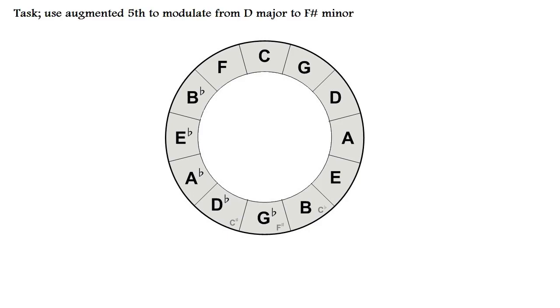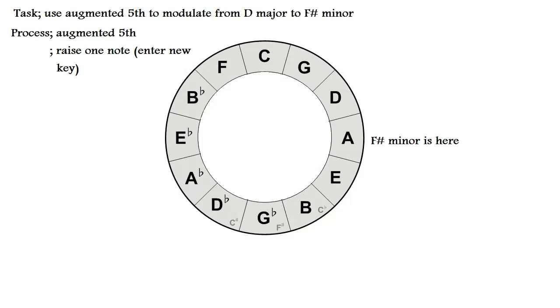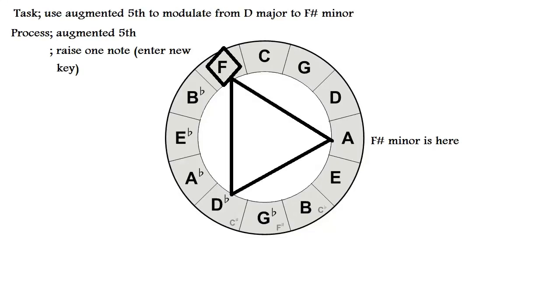If we wanted to modulate from D major to F sharp minor, because we have to raise a note from the augmented fifth chord in order to modulate, we will lower the F sharp in the spirit of reverse engineering. So F sharp goes down to F natural, and from there we make a triangle in the circle of fifths, which gives us F, A, and C sharp.